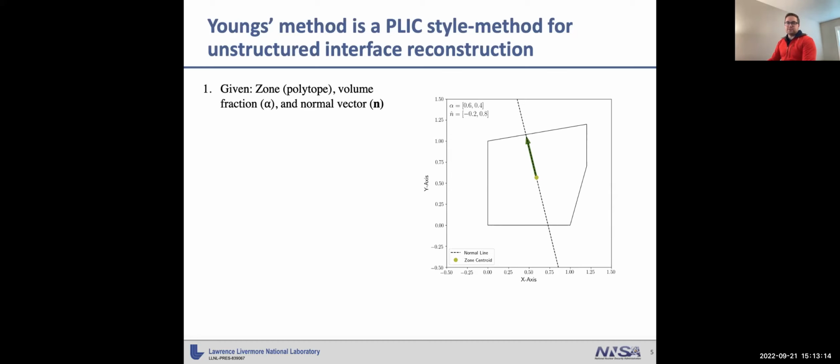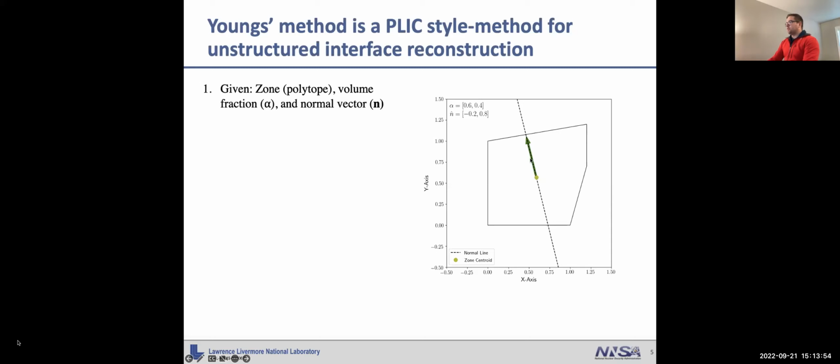PLIC stands for piecewise linear interface calculation, and it works like this. You're given some kind of mesh zone, it can be any structure, any shape here, and you're given the volume fraction in this zone. In this case, I've got like 60% something, 40% of something else, and then I can either compute or I'm given a normal vector. In this case, the normal vector is given from the volume fraction field, so I calculate it from the gradient of the volume fraction. But you can think of the normal vector as the direction of material. So that's the direction that it points.